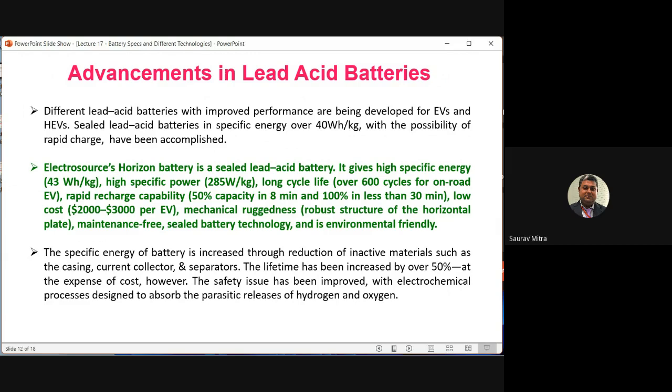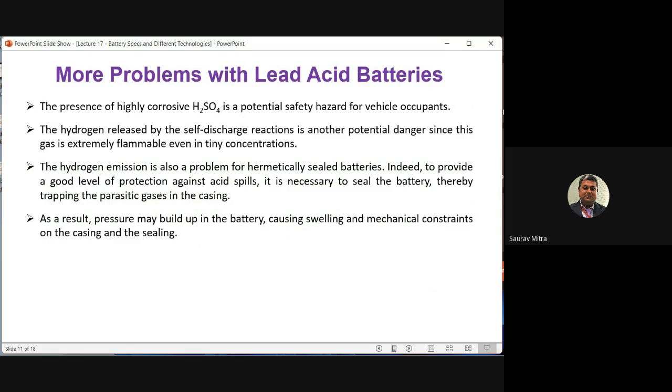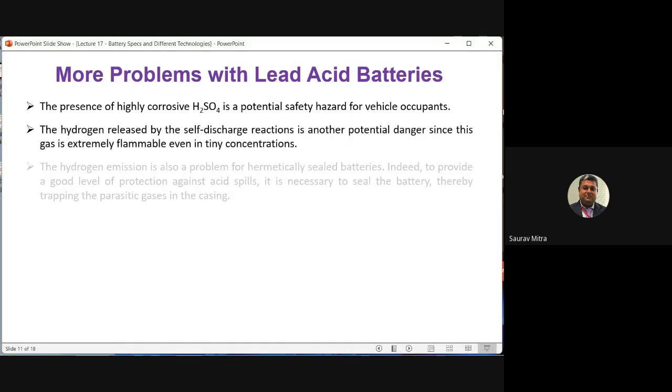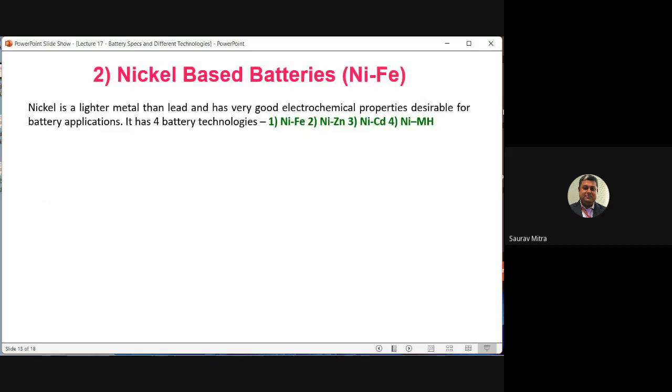Advancements in lead acid batteries. There are some companies named, and there are many advancements that have happened in lead acid batteries. You can go through it. Definitely it will not be asked in the exam, but we can ask about the advantages and disadvantages of lead acid battery. This can be one question. More disadvantages, yes, because of this we have shifted to lithium ion battery.